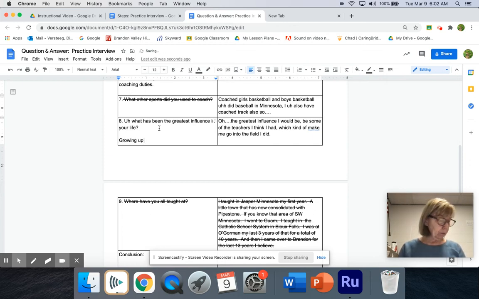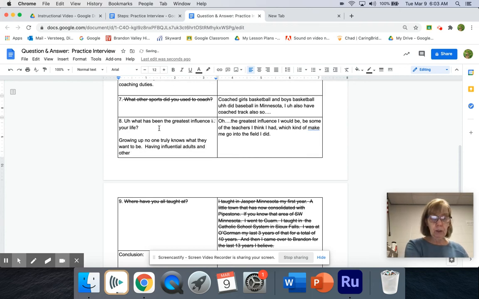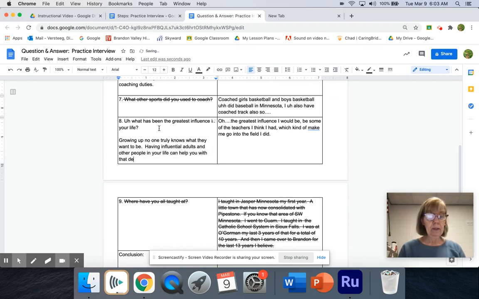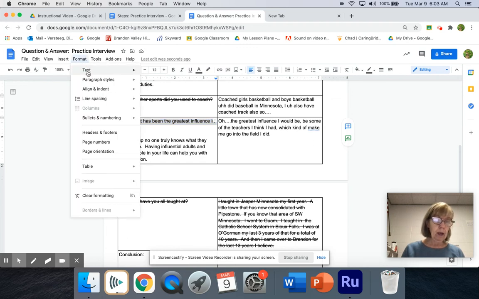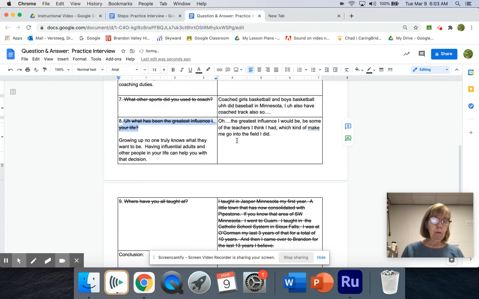Growing up, no one truly knows what they want to be. Having influential adults and other people in your life can help you with that decision. Okay. So we asked about who's the greatest influence. So we got to get rid of the question. Okay. They always come out. And remember, they're already out of rush. Now, we want to keep this.